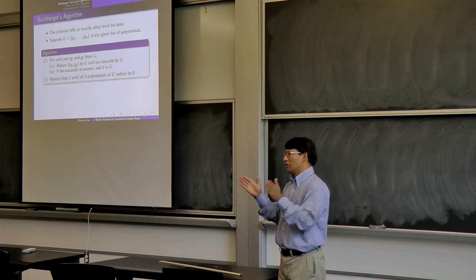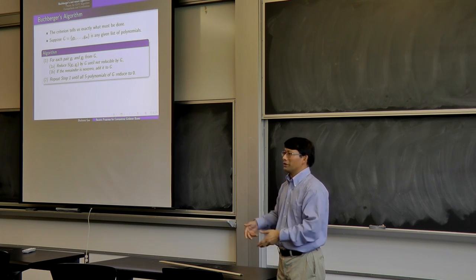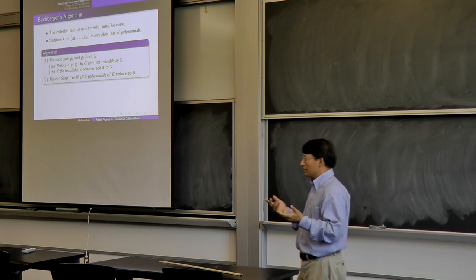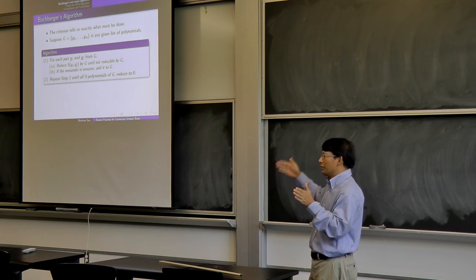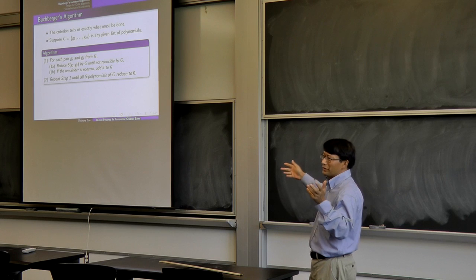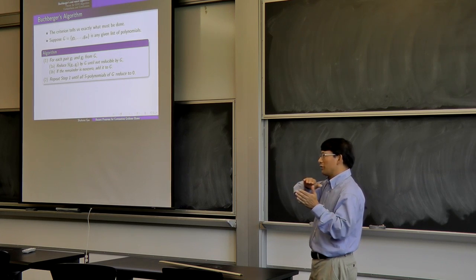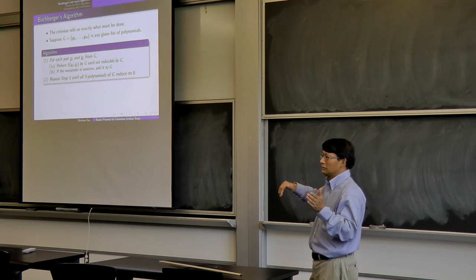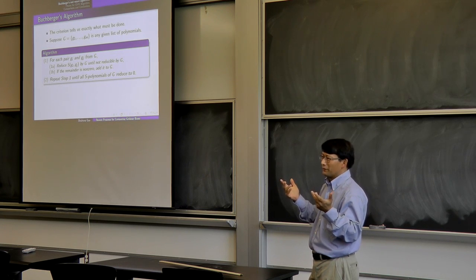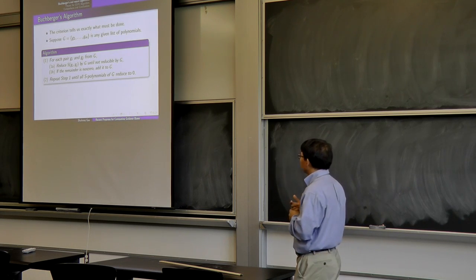And make sure all the S polynomials reduce to 0. Then you get a global basis. So your list of polynomials will increase, and you will have lots of pairs. Now you make sure all the pairs reduce to 0. Then you get a global basis. So that's Buchberger's argument.